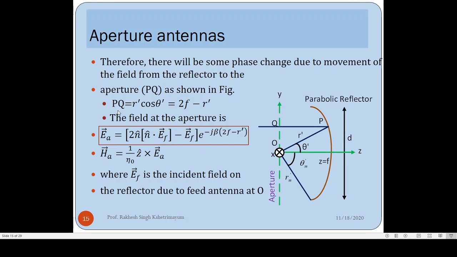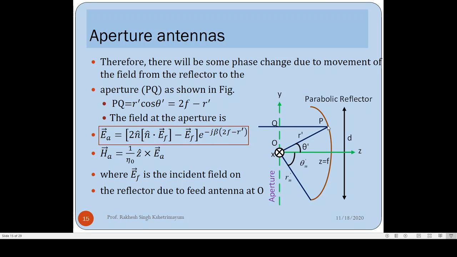So let's find out PQ. PQ is R' cos theta'. This is theta', and this is also theta'. PQ is R' cos theta'. And what is that distance? You know that R' plus R' cos theta' is equal to 2f. So R' cos theta', which is PQ, is equal to 2f minus R'.